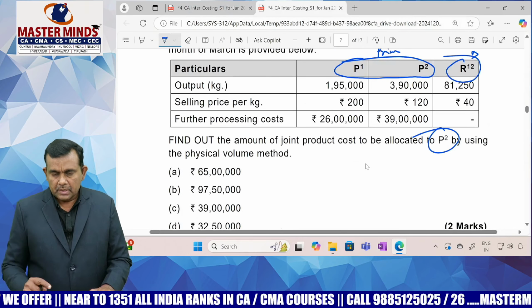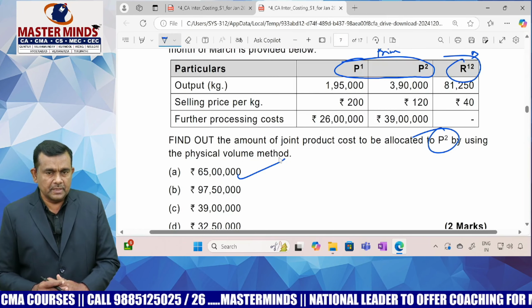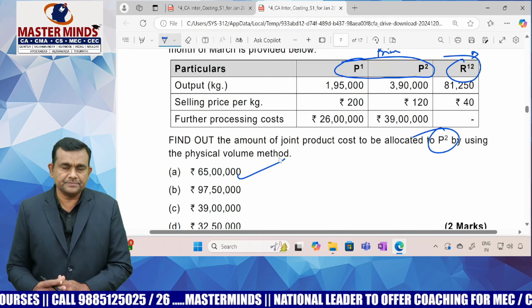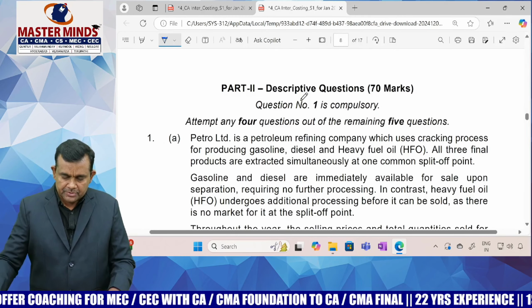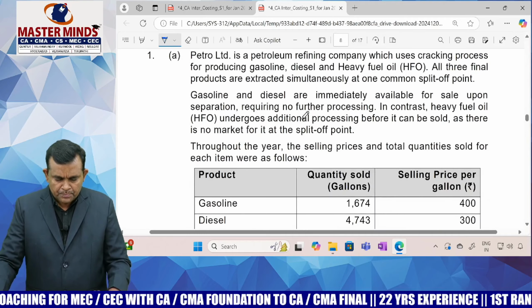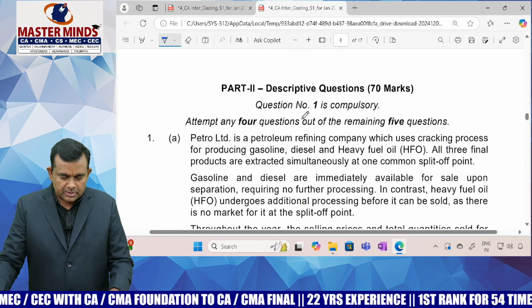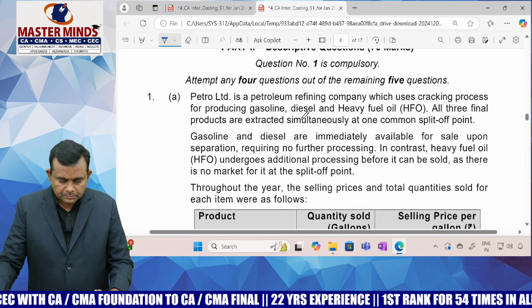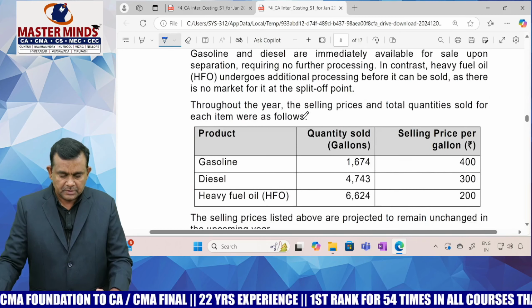So here, standard costing, very, very important. On marginal costing, very, very important, sir. Okay. Part 2, sir. First question, 1A. This is joint and byproduct, sir.